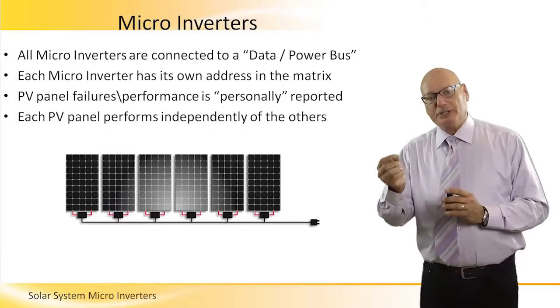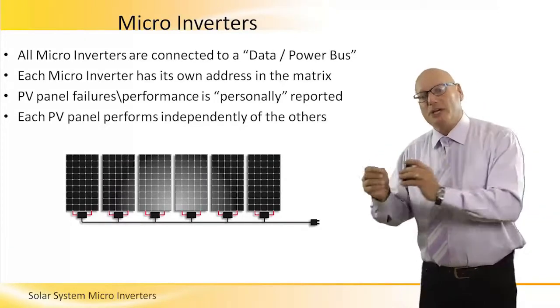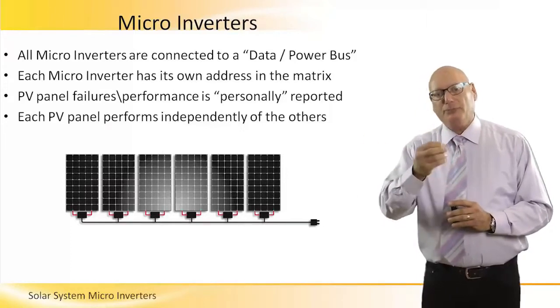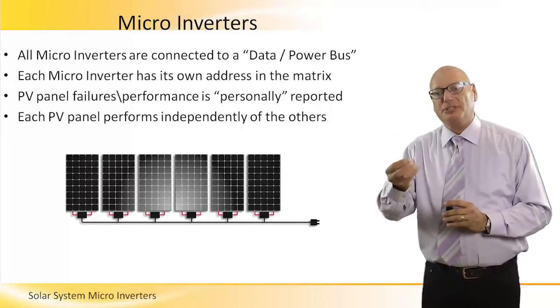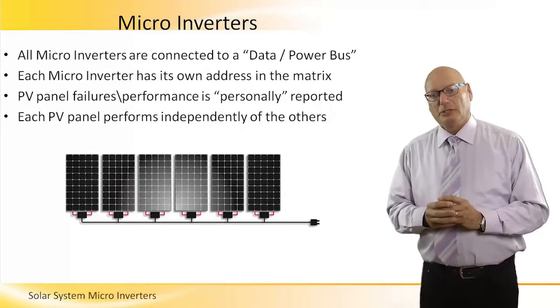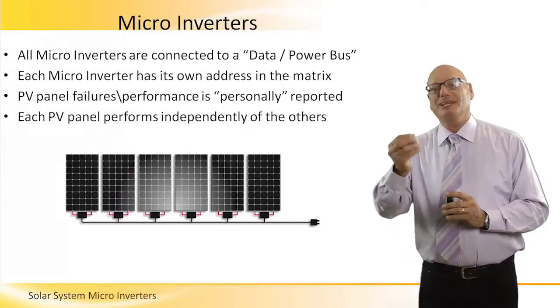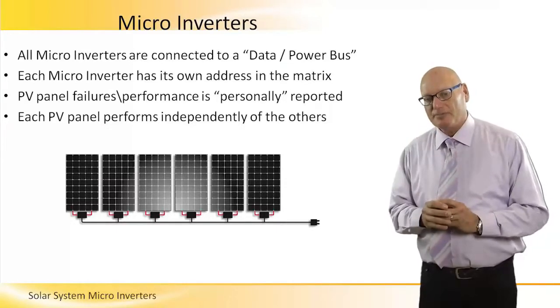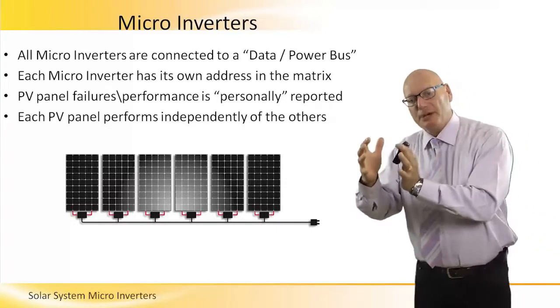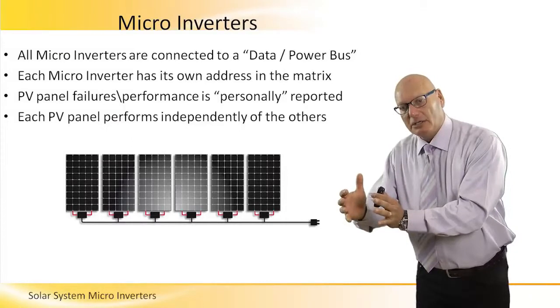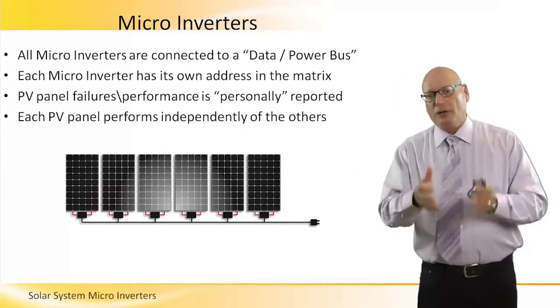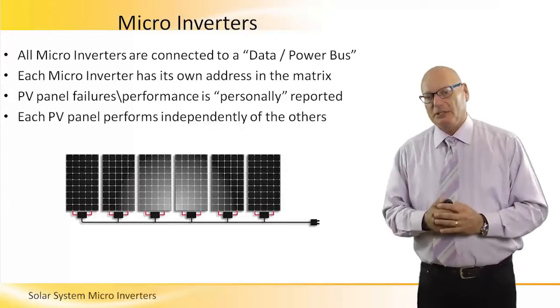Each microinverter, as we've seen before, has its own address in the matrix. Like we mentioned before, PV panel failure and performance is individually reported. And each PV panel performs independently of the others. This is a very important issue. If something happens to panel number 1, it does not affect panel number 2 in the matrix. They all perform independently.